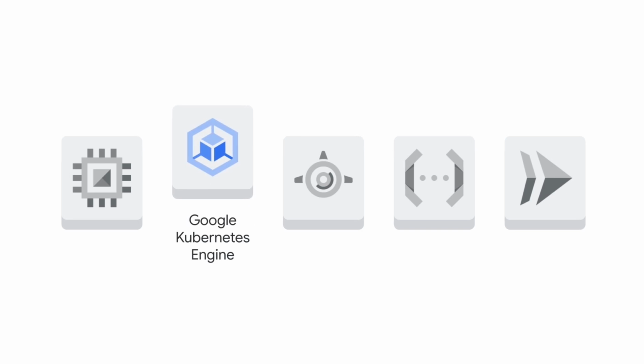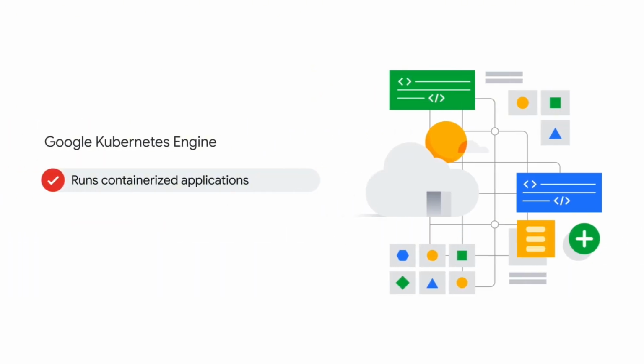Google Cloud's second compute offering, and the focus of this course, is Google Kubernetes Engine. GKE runs containerized applications in a cloud environment, as opposed to on an individual virtual machine like Compute Engine. A container represents code packaged with all its dependencies.